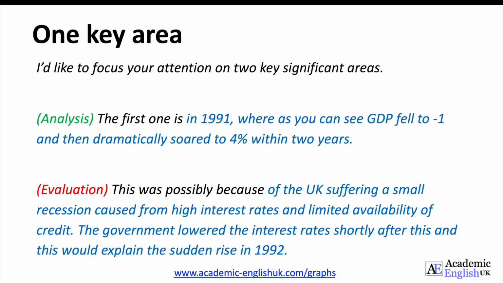I'd like to focus your attention on two key significant areas. The first one is in 1991, where, as you can see, GDP fell to -1 and then dramatically soared to 4% within 2 years. This was possibly because of the UK suffering a small recession caused from high interest rates and limited availability of credit. The government lowered the interest rates shortly after this, and this would explain the sudden rise in 1992.